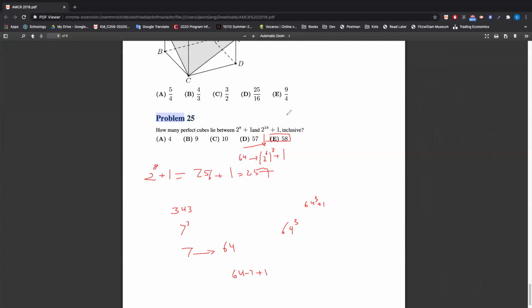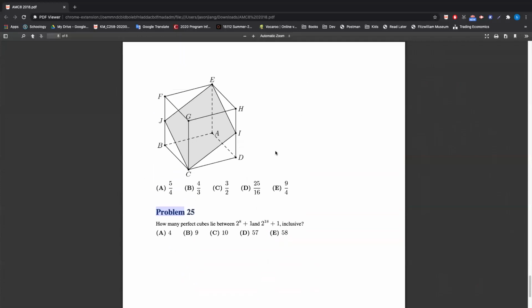Okay, I think that's everything. Any questions about specific problems? Or anything in general? Anything that I confused you with, maybe?